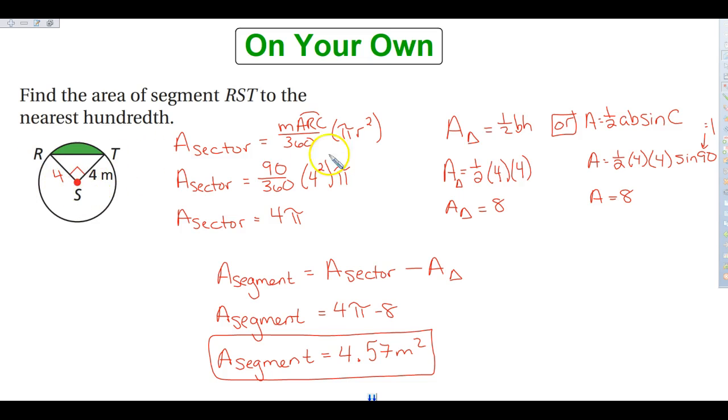If you did not recognize that, you could have done 1/2 AB sine C. The sine of 90 is 1. That would end you in the same spot. So again, it doesn't matter which way we go. What we do for our segment is the area of the sector minus the triangle, so 4 pi minus 8. And when we put that in our calculator, we get 4.57.